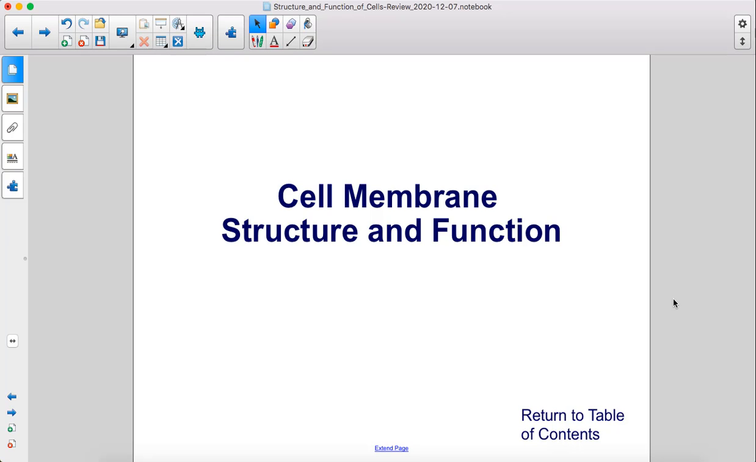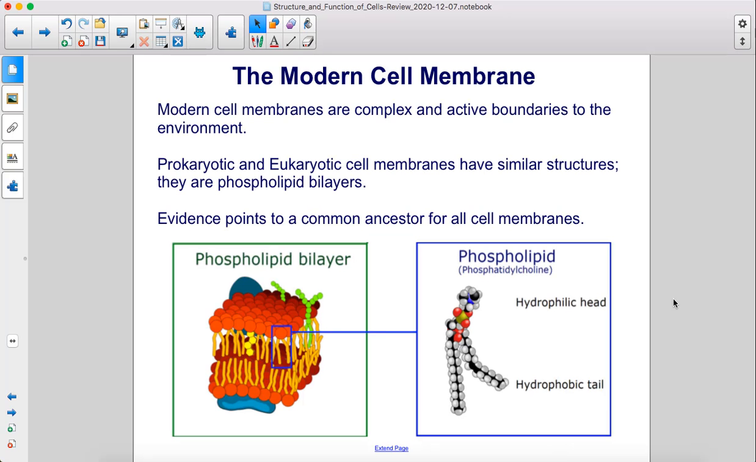Cell membrane structure and function. Modern cell membranes are complex and active boundaries to the environment. Prokaryotic and eukaryotic cell membranes have similar structures. They are phospholipid bilayers. Evidence points to a common ancestor for all cell membranes.